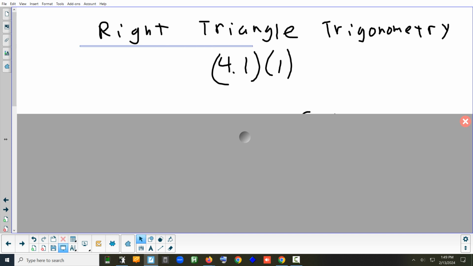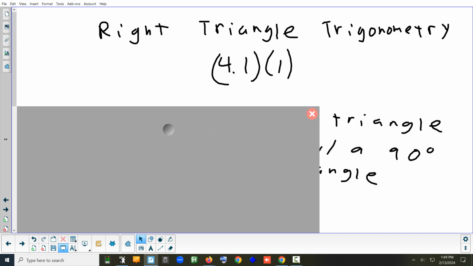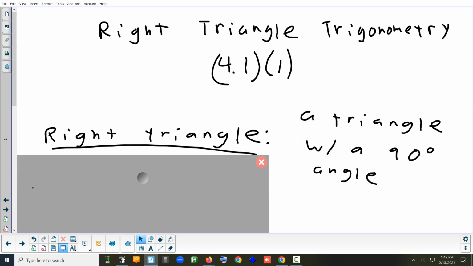Well, if we're going to use a right triangle, the first thing we need to know is what is a right triangle. What makes something a right triangle? A triangle with a 90-degree angle. Okay, so a right triangle is a triangle with a 90-degree angle.